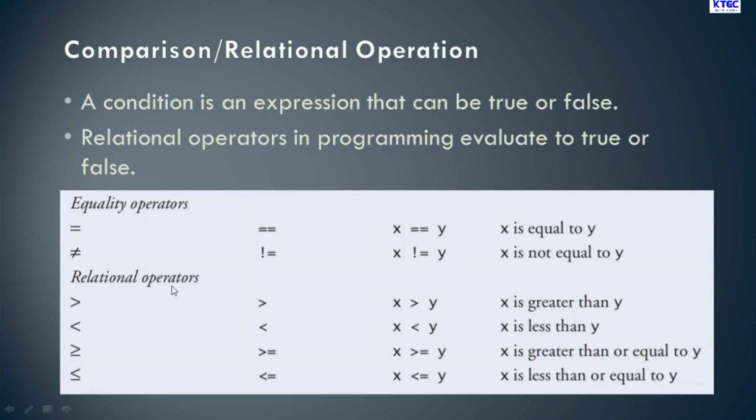Now let's come to relational operators. So we have greater than, x is greater than y. Then we have less than, x is less than y. We have greater than or equal to, say, x is greater or equal to y. This is how it's written in math. This is how it's written in programming. So we have less or equal to. This is also how it's written in math, and this is how it's written in programming as well. So basically, that is that.